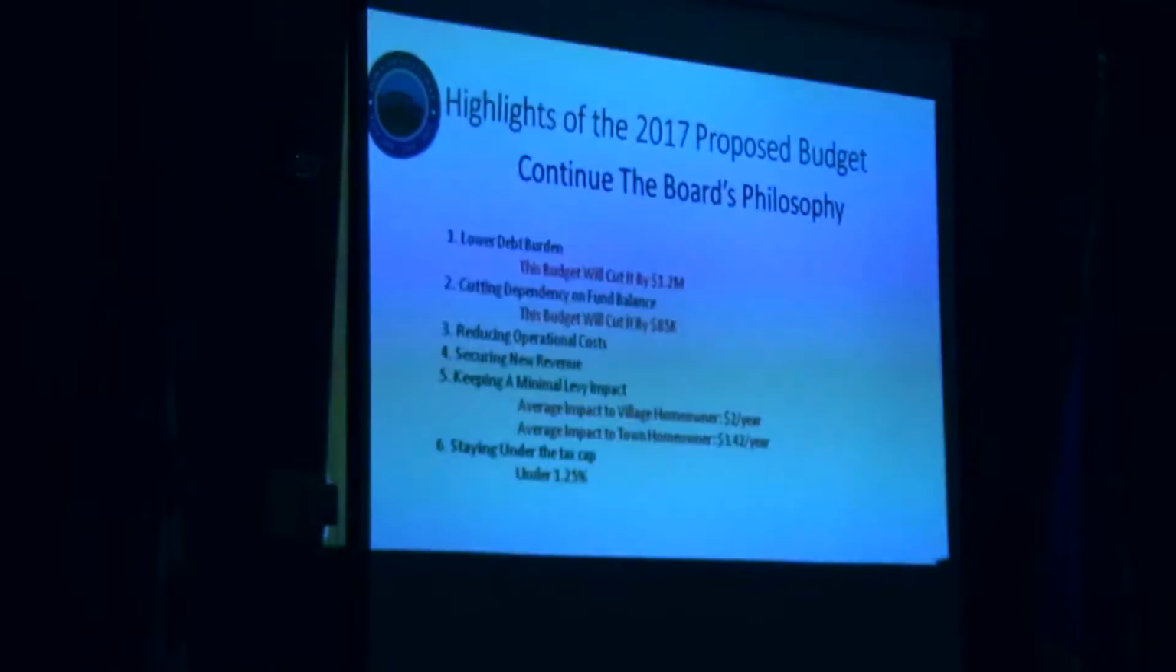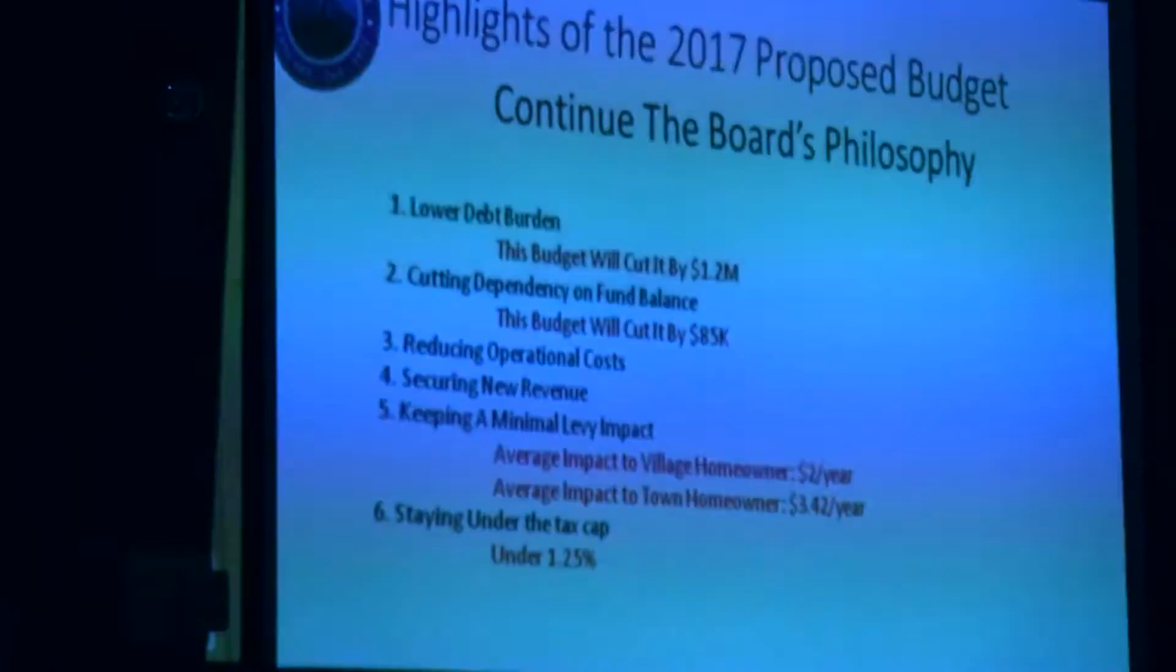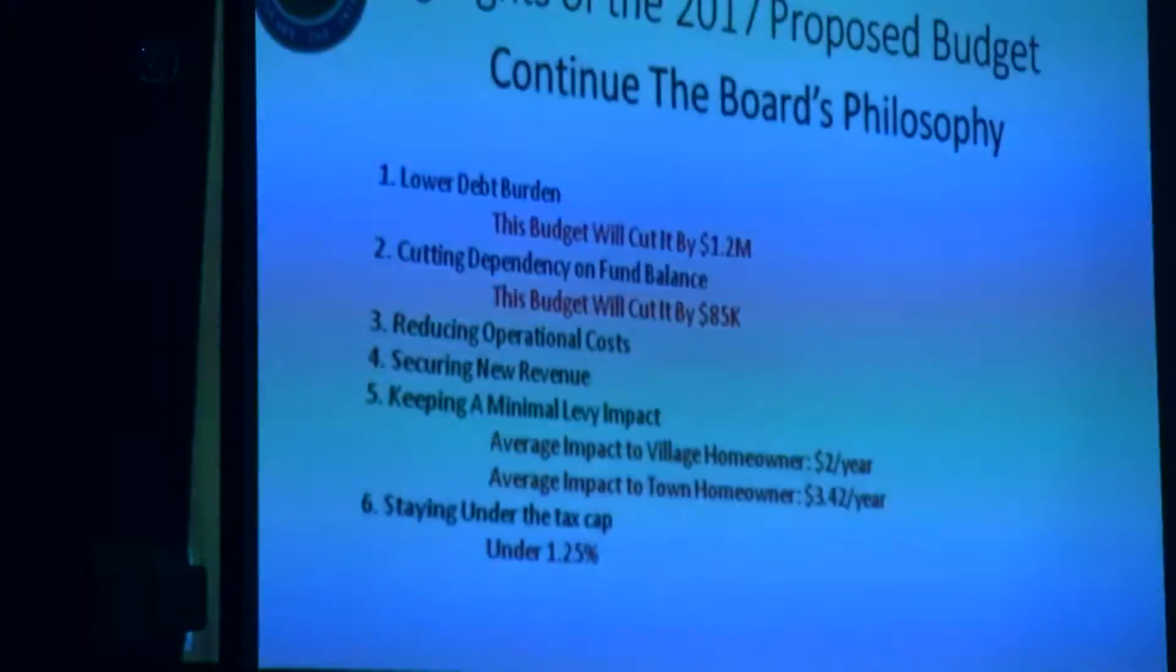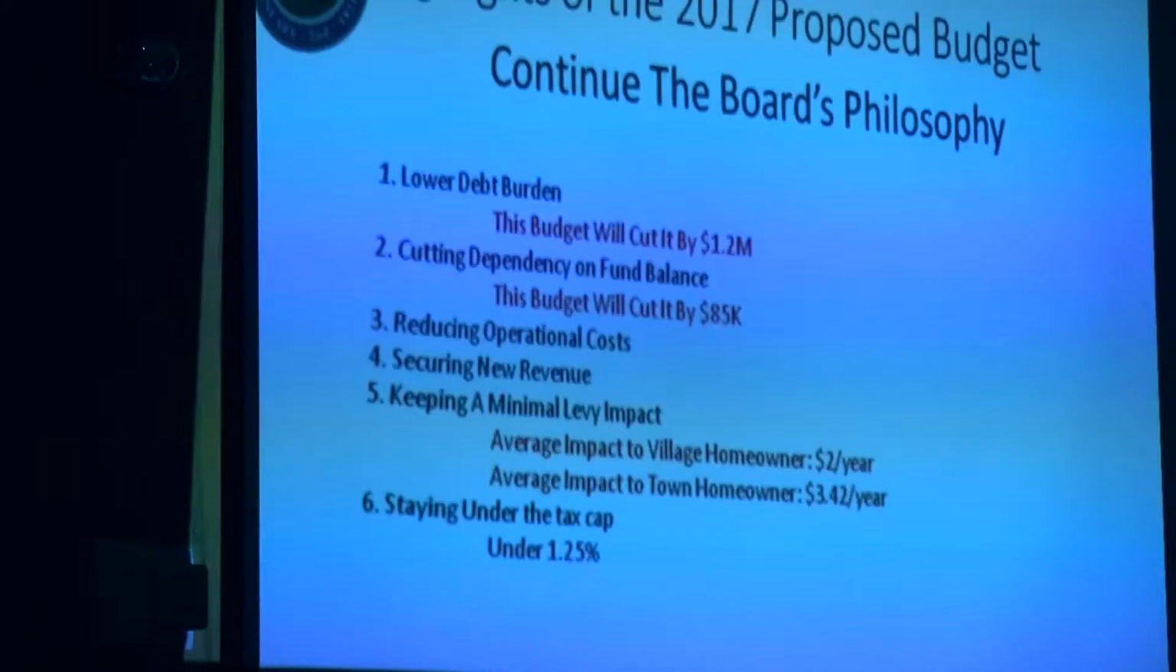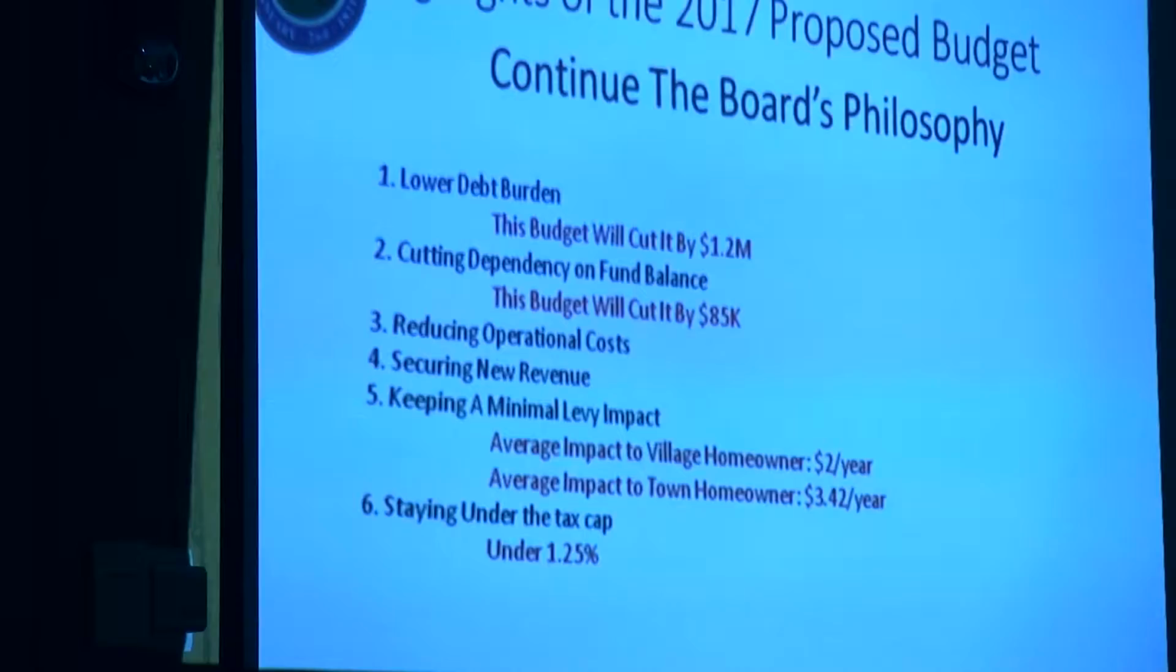So the highlights of the 2017 budget, and we can have some questions if anyone wants once we get to this. Basically, we're going to continue the board's philosophy. Those principles we talked about, essentially, we're going to lower the debt burden. This budget will lower debt by another $1.2 billion this year, 2017. It will cut the dependency even further by another $85,000. So we're continuing those philosophies of saving, protecting our savings account, lowering debt. We'll continue to find ways to reduce operational costs. How that happens going forward, I don't know, but that's an initiative of ours.